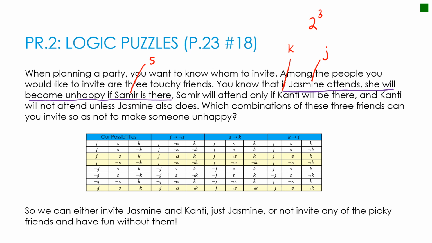That is this column. Then I looked at, Samir will attend only if Kanti will be there. And so if Samir, then Kanti. And then my last one, Kanti will not attend unless Jasmine also does. So again, if Kanti, then Jasmine. And essentially what I'm doing is I'm doing it the exact same way that I did the last question, except on the last question I didn't use propositional statements or letters. I just used knight and knave, but it's really the same idea.